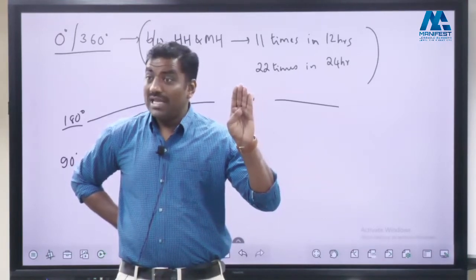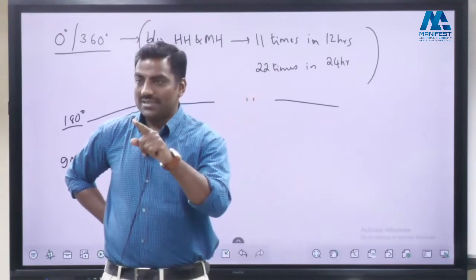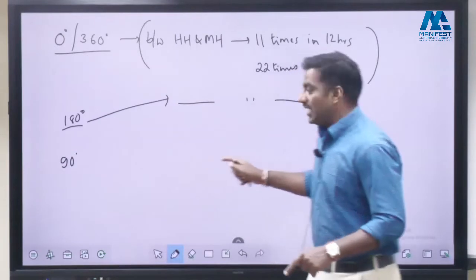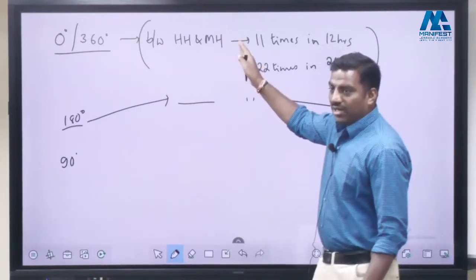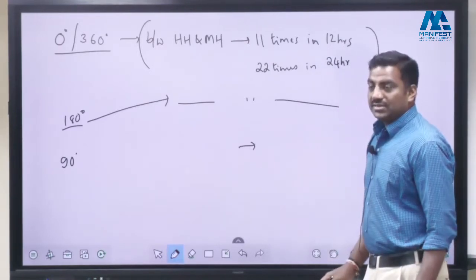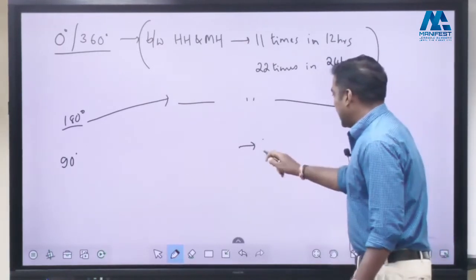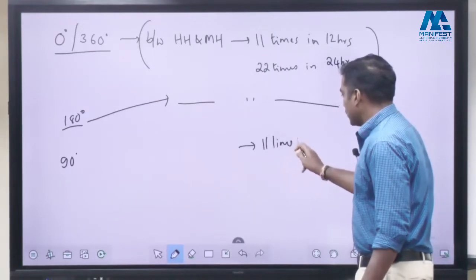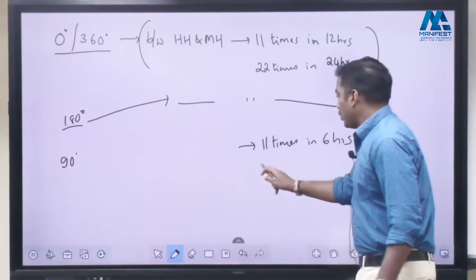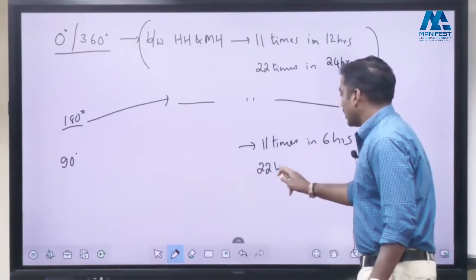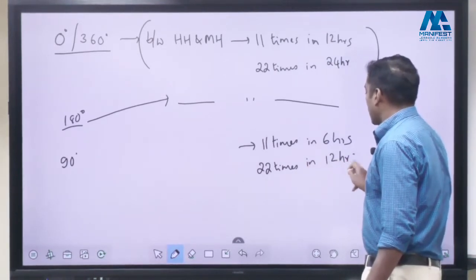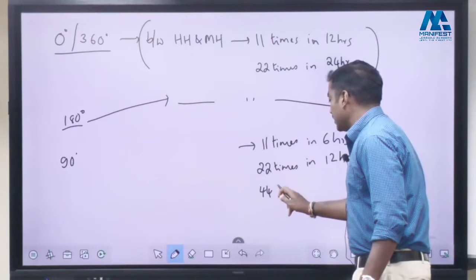So here also 11 times, but in 6 hours. From 3 to 9, how many times do we get? 11. So for 90 degrees, between the hour hand and minute hand, in a 6 hour time period it is 11 times. In 12 hours, 22 times, and in 24 hours, 44 times.